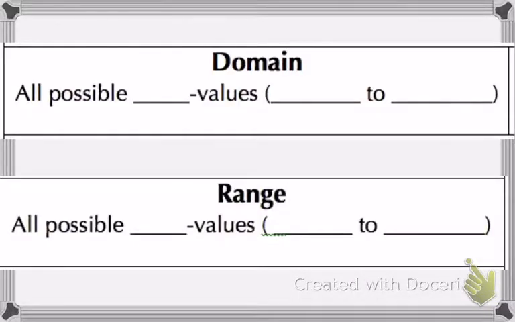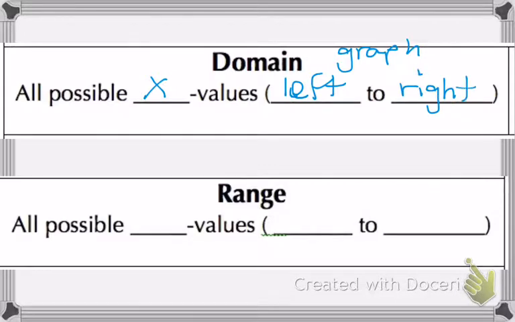Okay, next is domain and range. So domain is the set of all possible x values. On a graph, we're looking at the farthest left value to the farthest right value. Sorry, that was written very badly. So from here over to here.